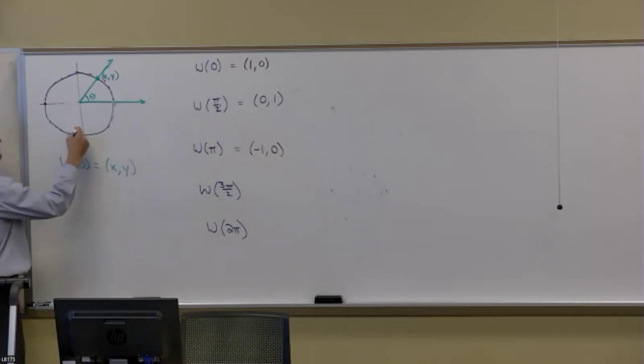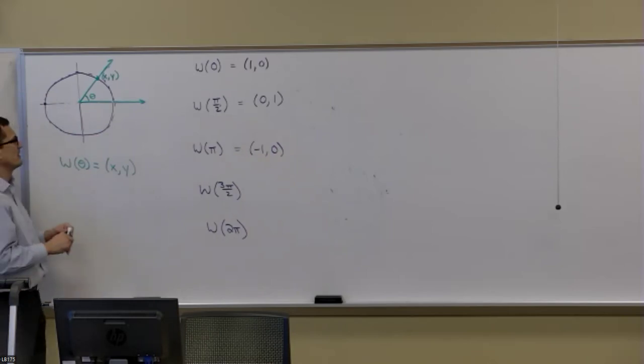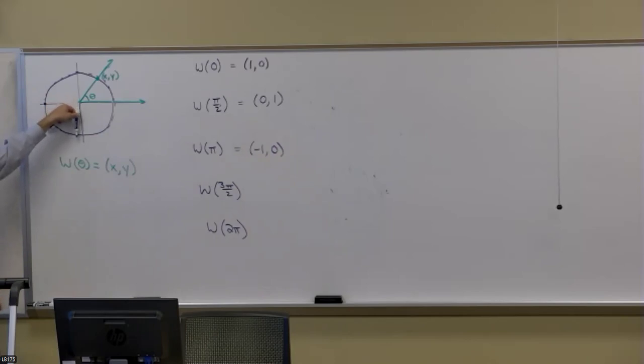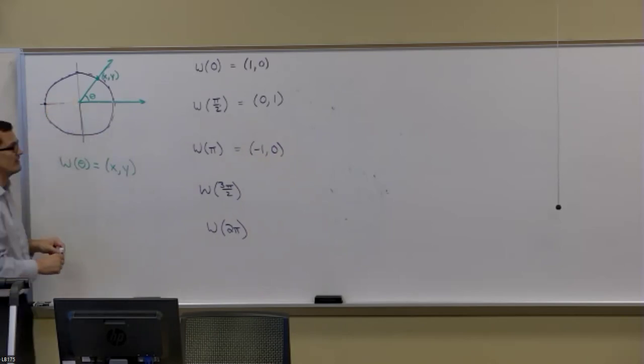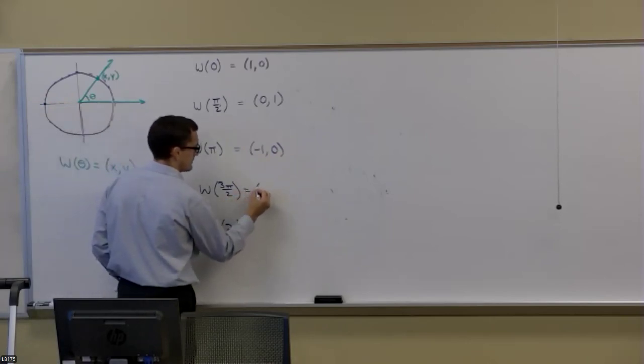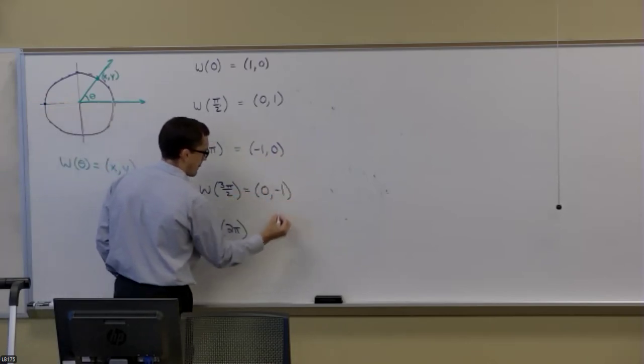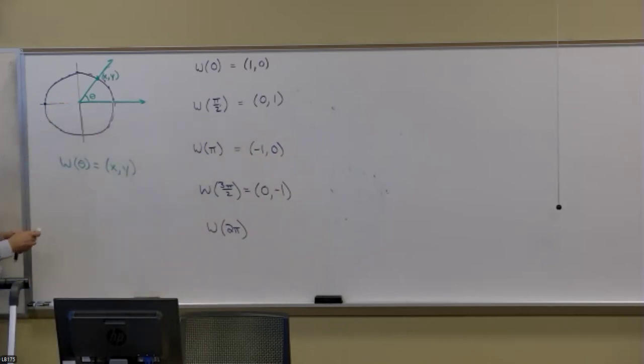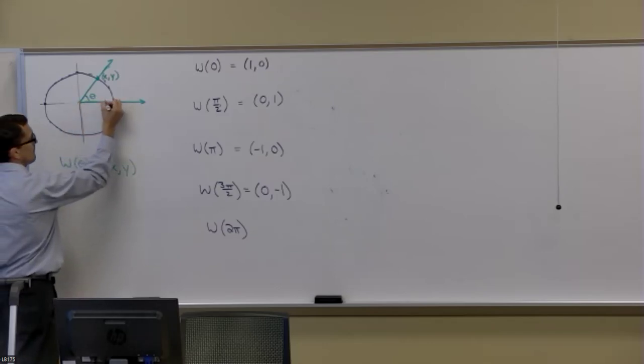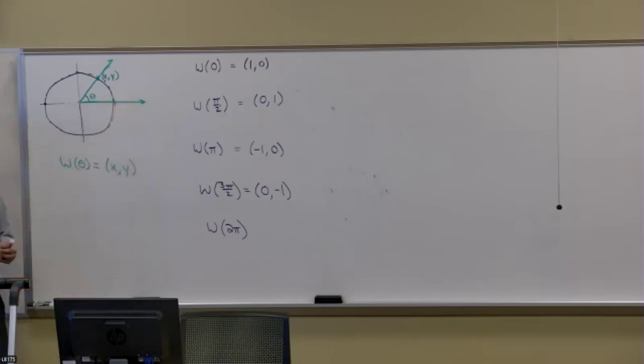How about 3 pi over 2? 0, -1, exactly. Yeah, we're 1 unit away down along the y-axis. So we're at the point 0, -1. And then when we go to 2 pi, my terminal angle, yeah, it's the same thing as 0, right?